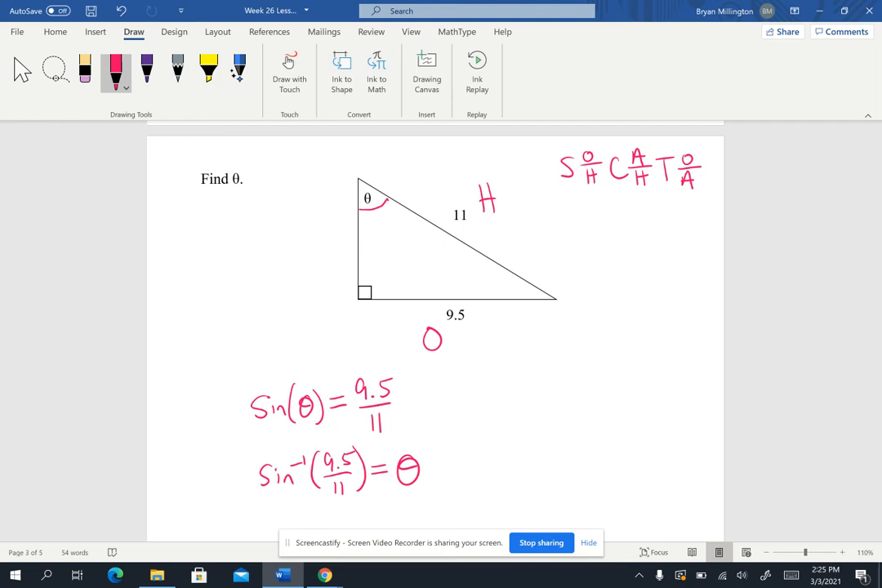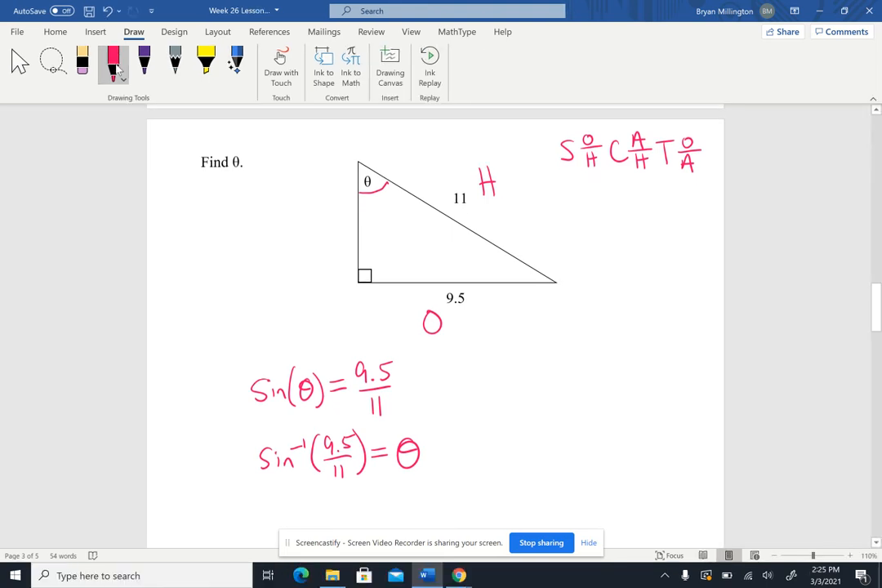So I'm going to attach my keyboard here to see if maybe that will stop that window from popping up every time I try to use Desmos.